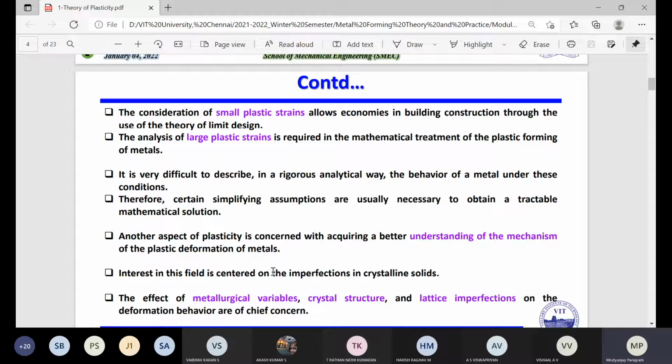Okay. And another aspect of plasticity is concerned with acquiring a better understanding of the mechanism of plastic deformation. Sometimes the students come and say, sir, this is the raw material and this is our goal, so we will put it in a furnace or do something like machining, rolling or forging. That is okay, you have to do that.